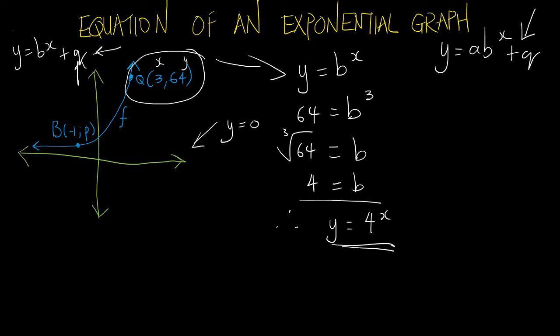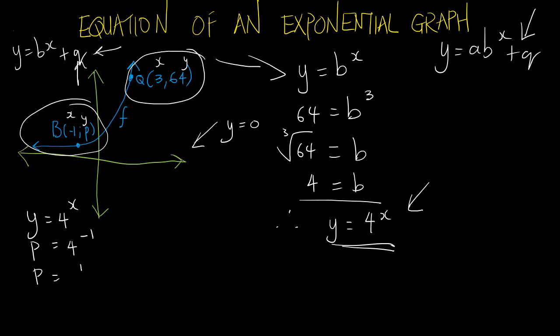So that's your equation of your exponential graph. But the additional question given to us, they want to know the value of p on that coordinate. So all we're going to do is substitute into this formula here. By looking at it, this is my x, this is my y. So let's take the formula. y is equal to 4 to the power x. So y is p and x is minus 1. Now we know that 4 to the minus 1 is basically 1 over 4. So therefore p is 1 over 4.